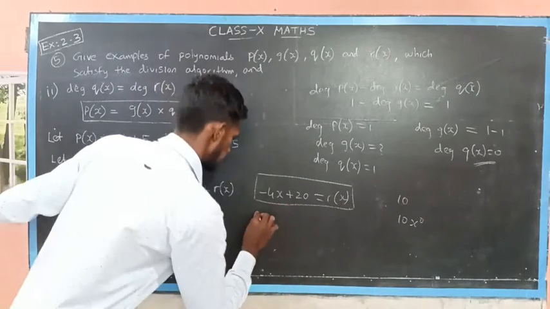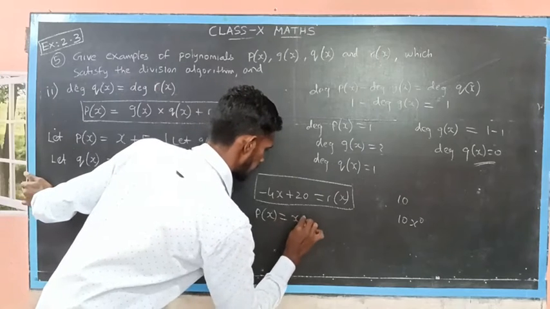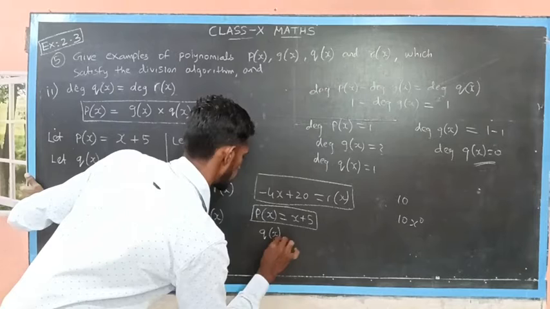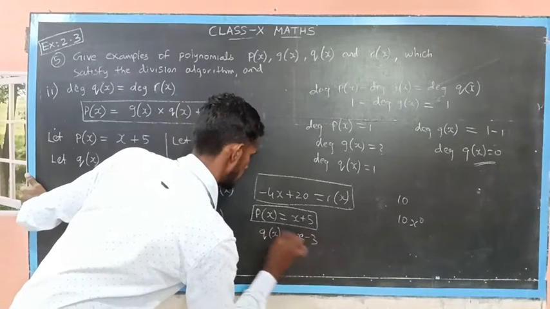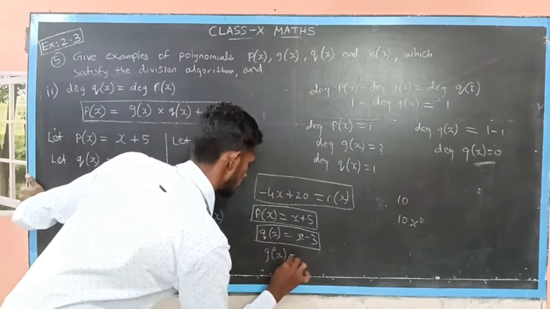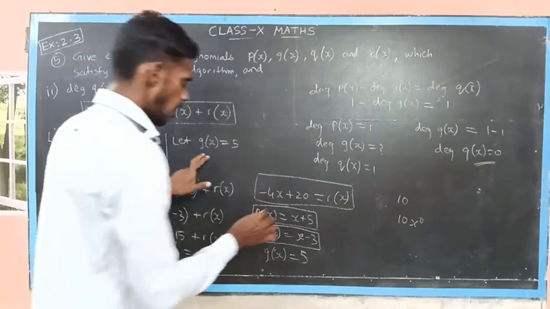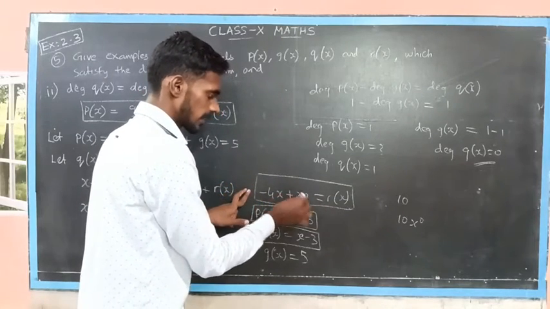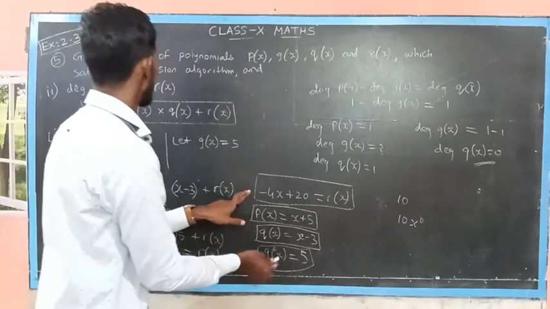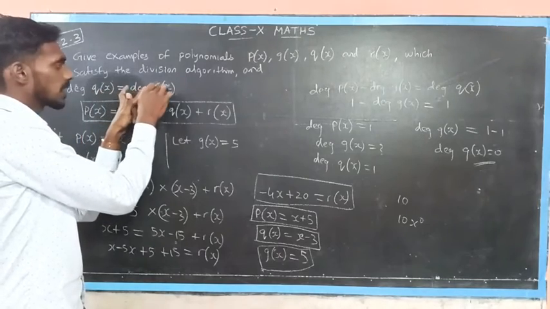Thus, the required solutions are p of x is equal to x plus 5, q of x is equal to x minus 3, g of x is equal to 5 and r of x is equal to minus 4x plus 20. These are the required examples which satisfy the division algorithm and also the condition degree of q of x is equal to degree of r of x.